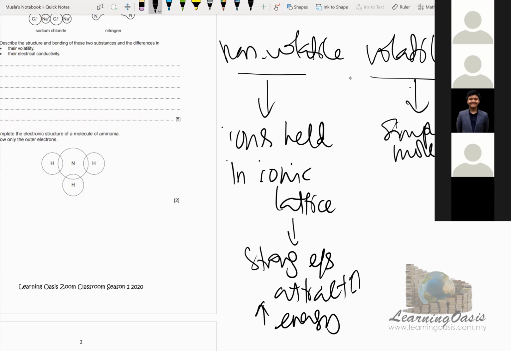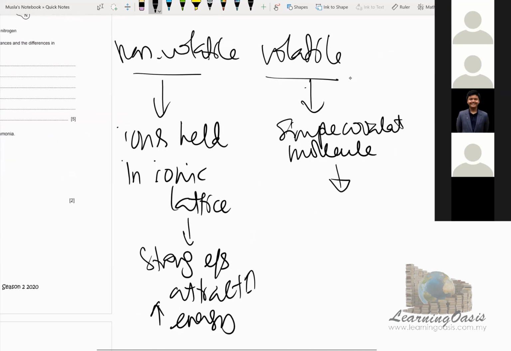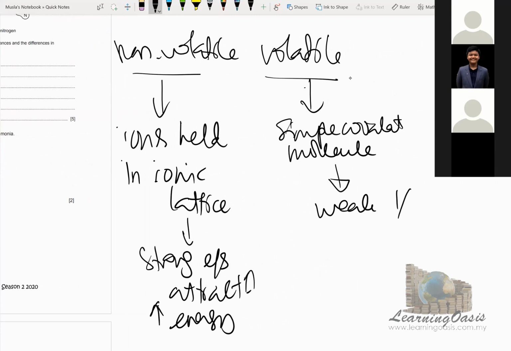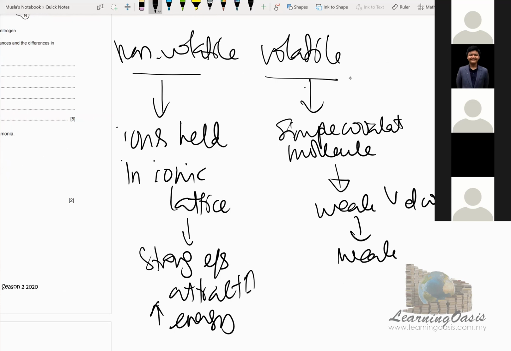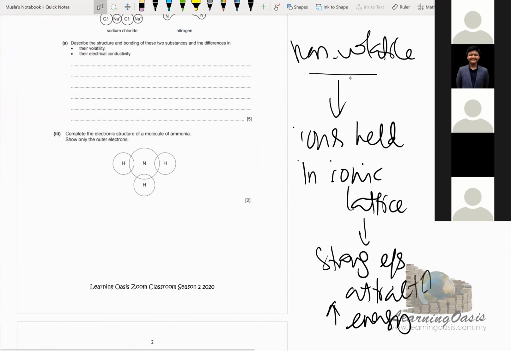Simple covalent molecule. Right. Okay. Do you remember the molecular forces? Because remember van der Waals forces between the molecules. So therefore, this is weak, so it requires much less energy. So you don't have to mention using electrons.